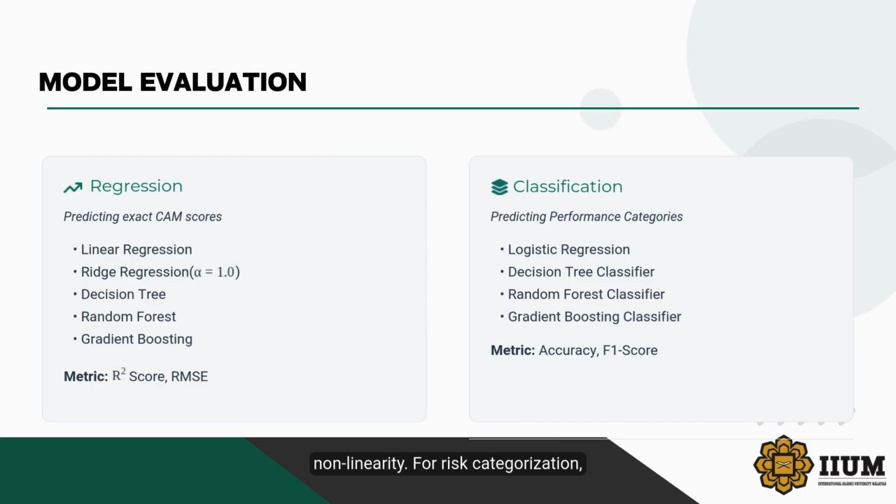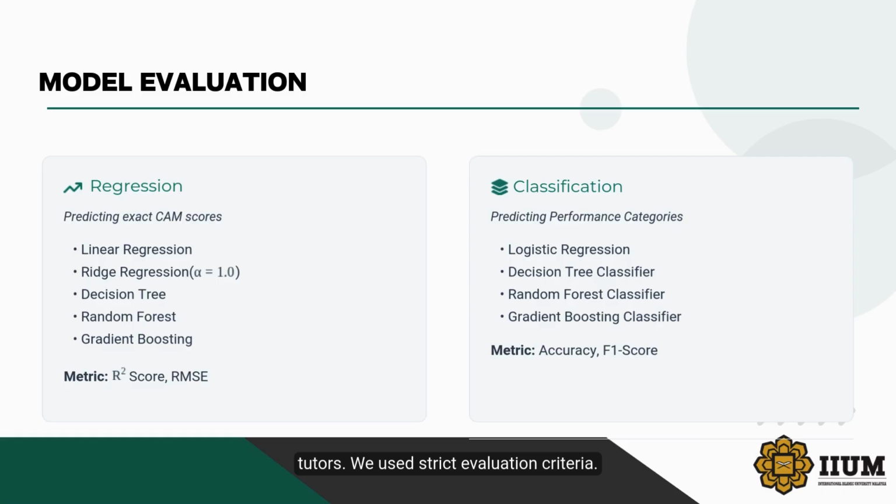For risk categorization, we used 5 classification models. This includes logistic regression. We also used decision tree, random forest, and gradient boosting classifiers. Classification output is more actionable for tutors.